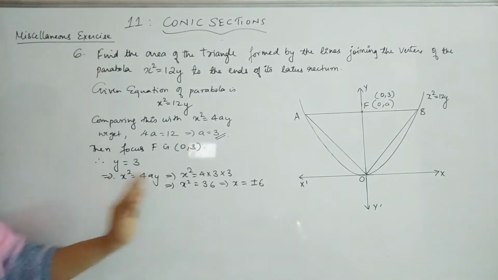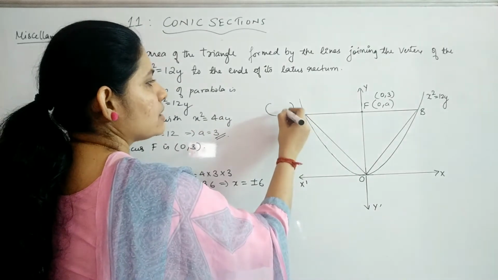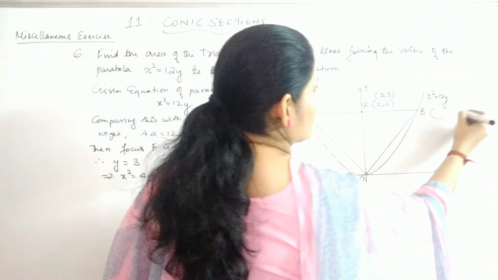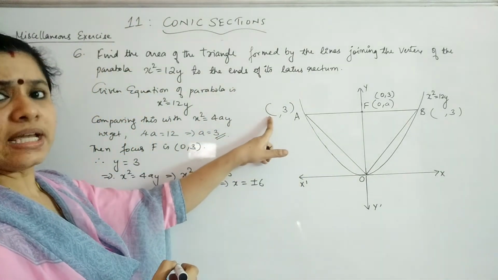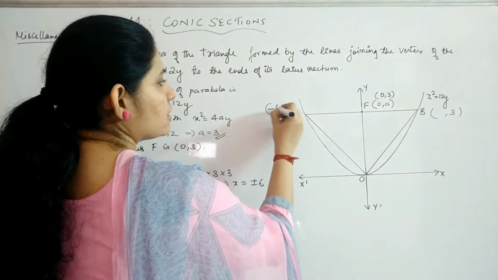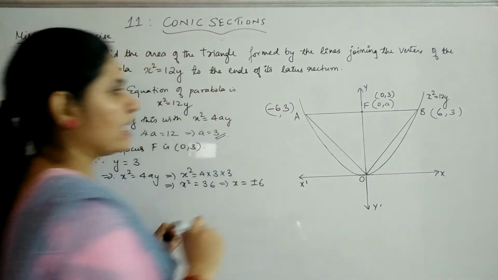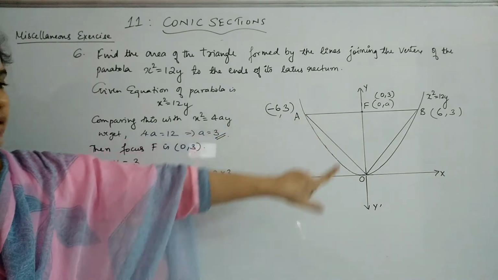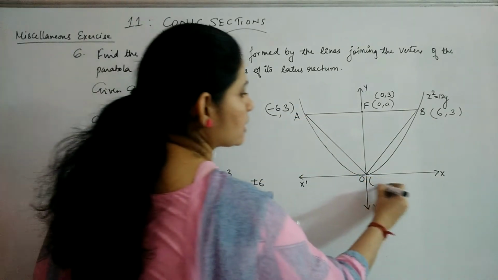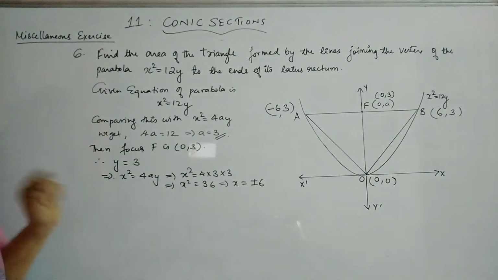That means the coordinate of x for A and B. The points A as well as B will have the second coordinate, or y coordinate, as 3 only. Now what will be the x coordinate? Here it will be minus 6, here it will be 6. So the coordinates of A and B you got as (minus 6, 3) and (6, 3), and already the vertex is (0, 0) for this type of equation. So all the 3 points you got for the triangle.